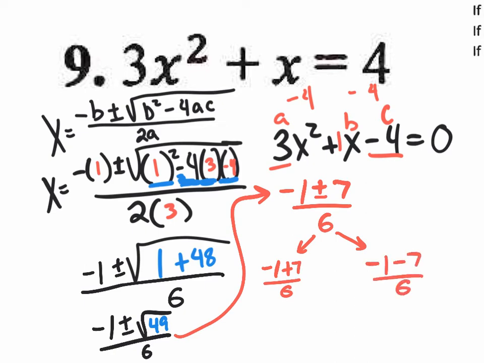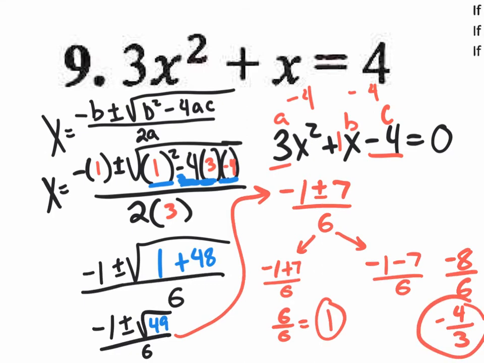So on the left side, negative 1 plus 7, that's 6 over 6, which is 1. That's one answer. On the other one, we have negative 8 over 6, which you could reduce by 2, and it'll be negative 4 over 3. So that would be the answer for number 9. Both of those answers: 1 and negative 4/3.